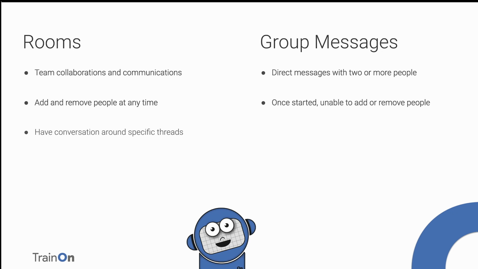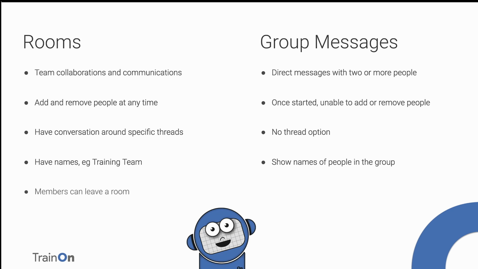In a room, you can have conversations around specific threads, and group messages do not have the thread messages option. Rooms will have names like training team, and group messages will show the names of the people in the group. Members of a room have the ability to leave that room, but members of a group message do not. Let's have a quick look at these in more detail.